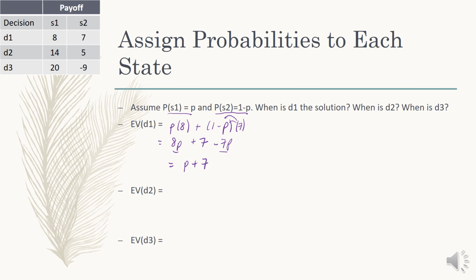So now let's move on to decision 2. That's going to be my probability of state 1 times 14 plus the probability of state 2 times 5. Just simplifying this, that gives me 14p. I just reverse the order. You're allowed to do that with multiplication. And then distribute your 5. So 5 minus 5p, which gives me 9p plus 5.